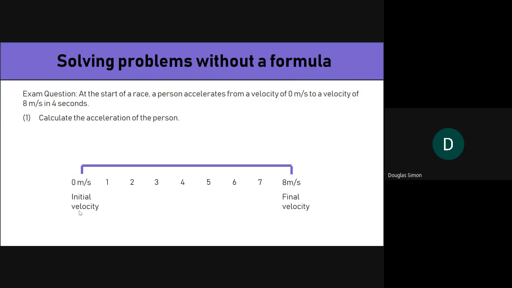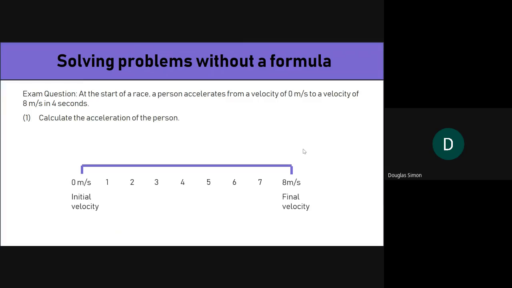So the starting speed goes on the left-hand side, that's 0 meters per second. They accelerate from 0 meters per second to 8 meters per second. So the final speed, the final velocity, is 8 meters per second. And they do this in 4 seconds.